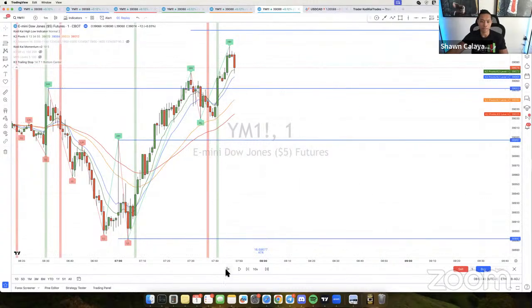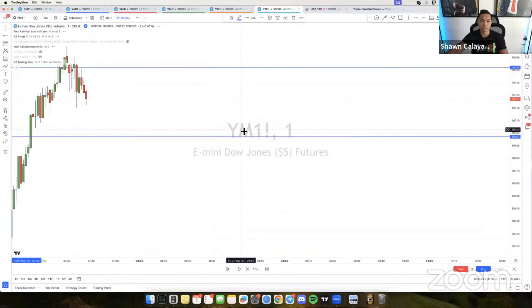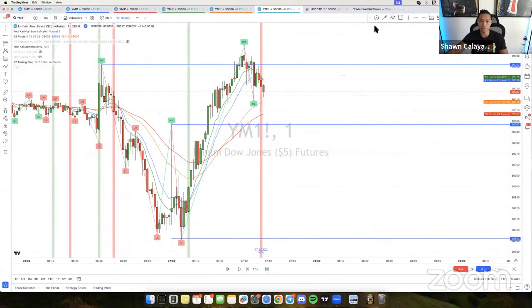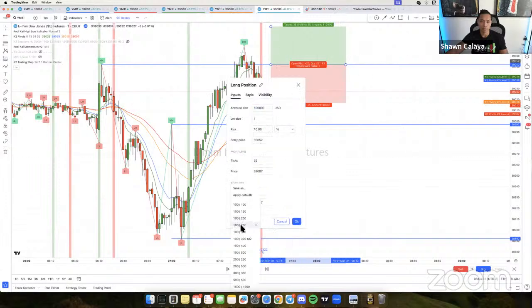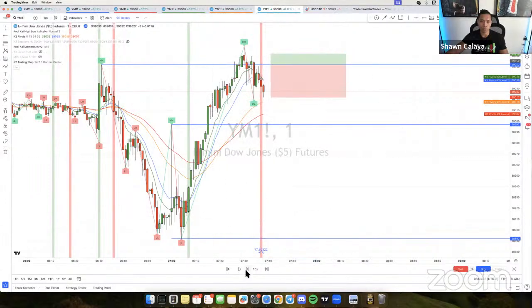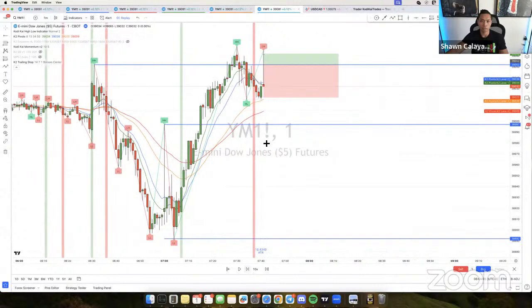When price pulls back, say, down here, and you're like, okay, price is probably going to push back up because the trend is bullish, you could just set a pending buy stop order right there at 39,052. So as soon as price comes up, you don't have to worry about it, it just automatically fills your order and goes straight to your TP. That's one way of doing it.